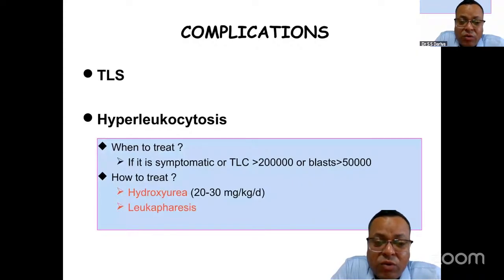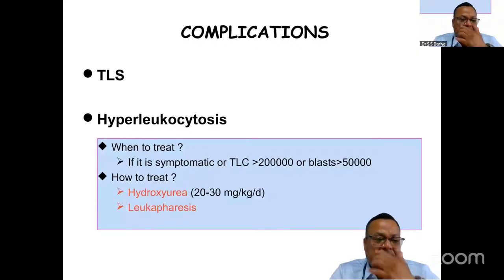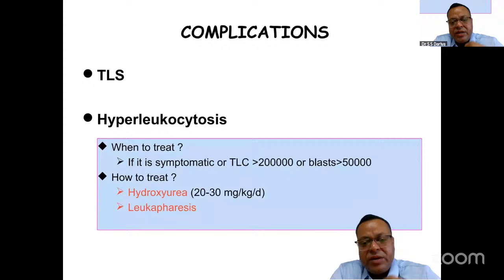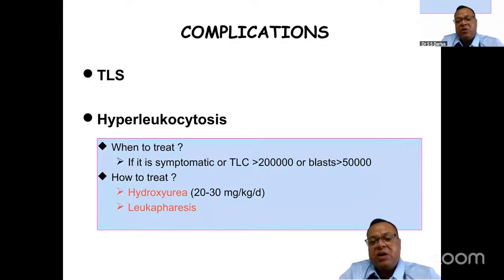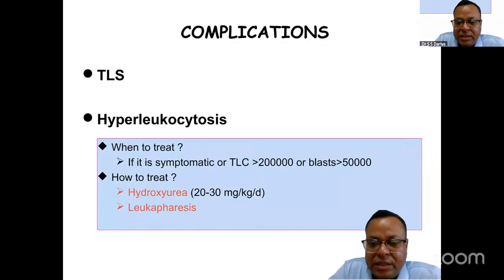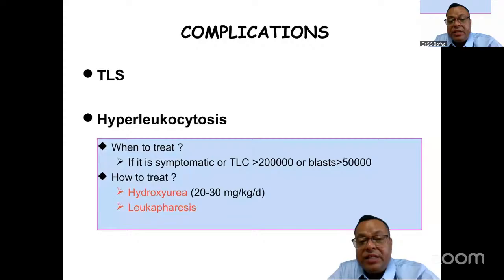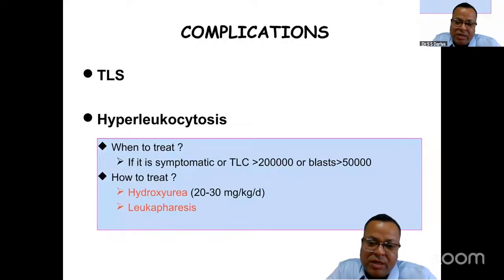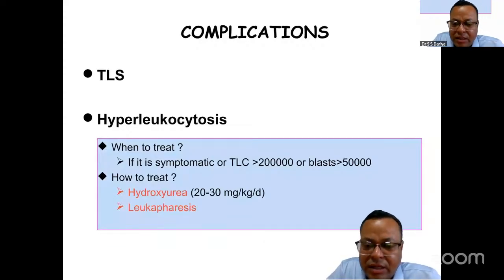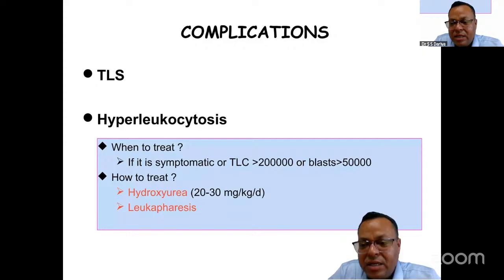When do we have to treat TLS and hyperleukocytosis? If it is symptomatic or the TLC count is more than 2 lakh, mind it, more than 2 lakh, and the blast cells are more than 50,000. So it is almost more than 25% blasts in the PBF. And how do we have to treat this tumor lysis and leukocytosis?